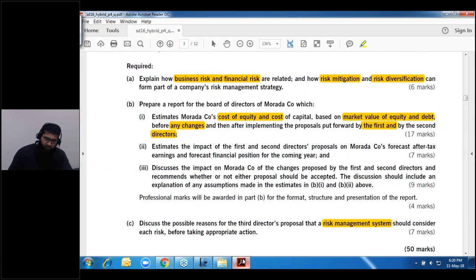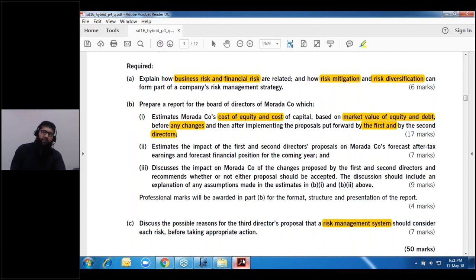So you need to explain how business risk, and then how risk mitigation and risk diversification, can form part of a company's risk management strategy. Generally speaking, risk diversification does form part of the company's risk management strategy. How? Whenever a company faces a risk, the company usually creates portfolios. By creation of the portfolio, the risk is usually diversified away. So risk diversification is generally part and parcel of the company's risk management strategy.